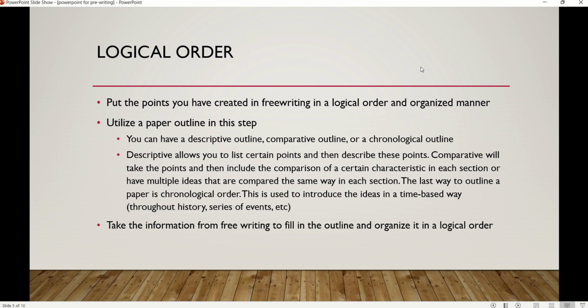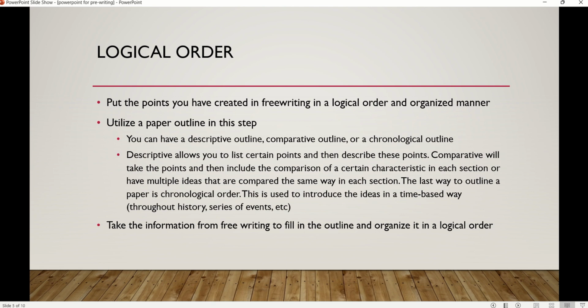The next step in the pre-writing strategy is to put the points you have created in free writing in logical order in an organized manner. You can utilize a paper outline in this step. There are 3 methods for outlining essays. You can have a descriptive outline, a comparative outline, or a chronological outline.